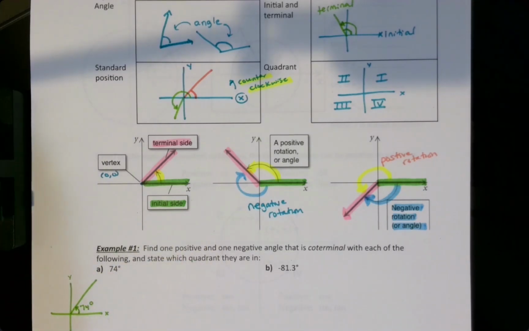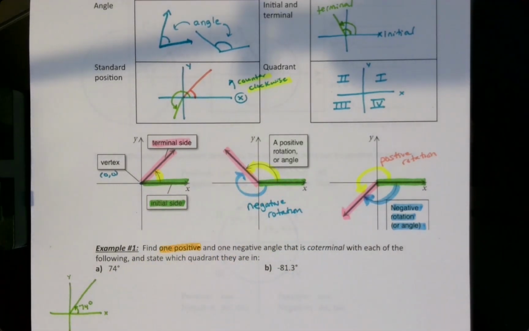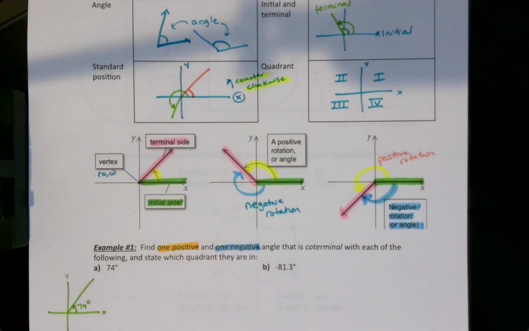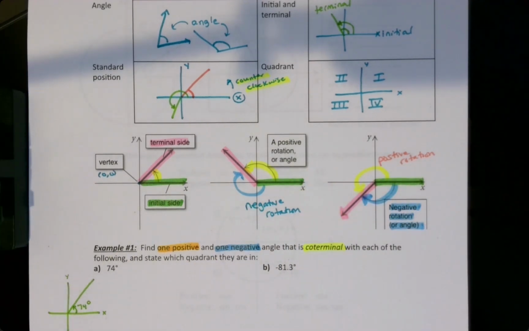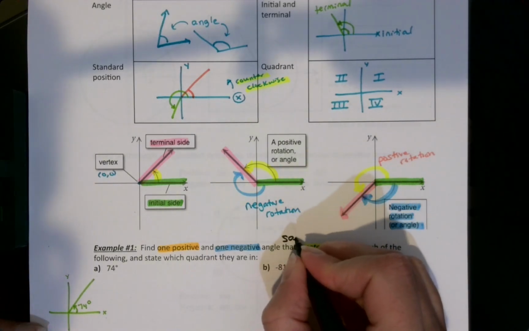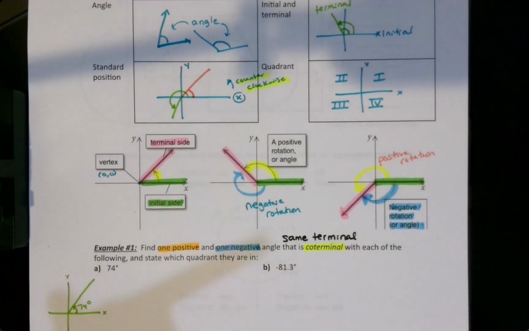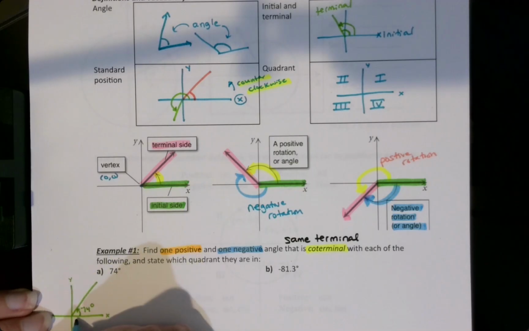Now, my goal in this question is to write one positive angle and one negative angle that is coterminal with each of the following. So coterminal means that they're going to share a terminal side, the same terminal side. So the negative one, if we do that one first, we would say that instead of rotating up to this angle, I would rotate down and back around to this angle.